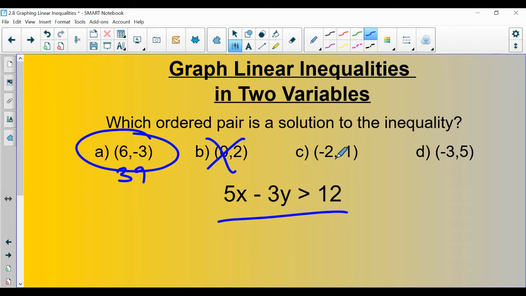Negative 2, negative 1, if you plug in negative 2 for x, that would be negative 10 plus 3. If you plug in the negative 1 times negative 3, that would be positive 3. Negative 10 plus 3 is not greater than 12. And when you plug in this one, negative 15 minus 15 is also not greater than 12. So this is a solution to this inequality.